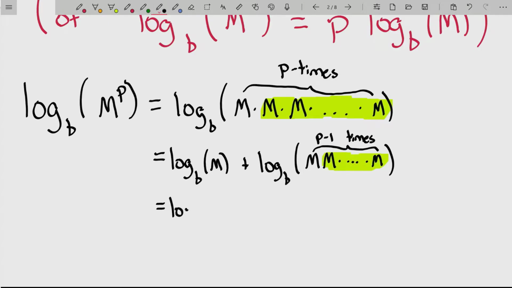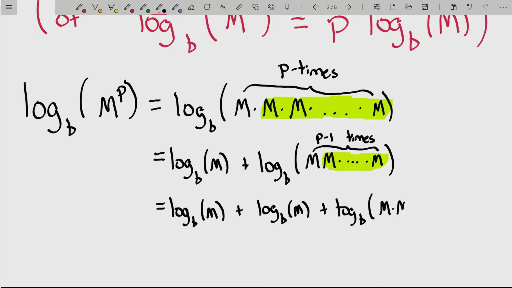That is equal to the log base b of m plus, again, log base b of m plus the log base b of all that stuff that got left over, m times dot dot dot all the way down to m. This time, again, I pulled apart one of them, so I now have p minus 2 of these multiplications happening. And you get the idea. This goes for however many times p is. So if p is 10, you split this apart into a summation of 10 terms.